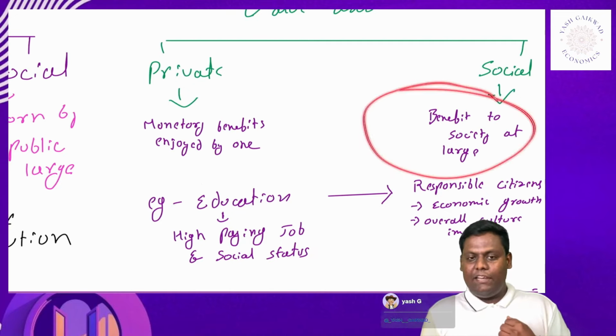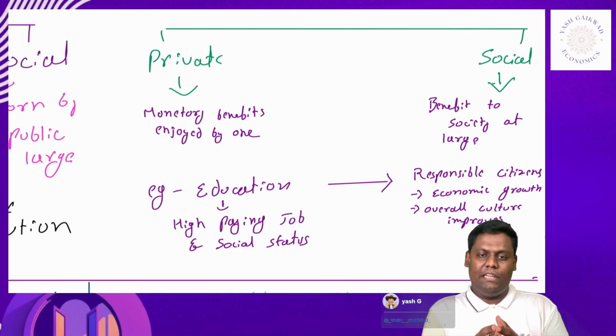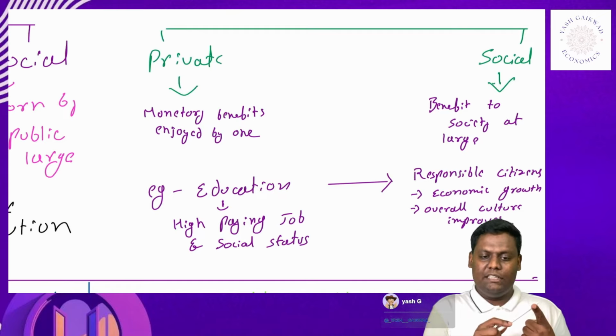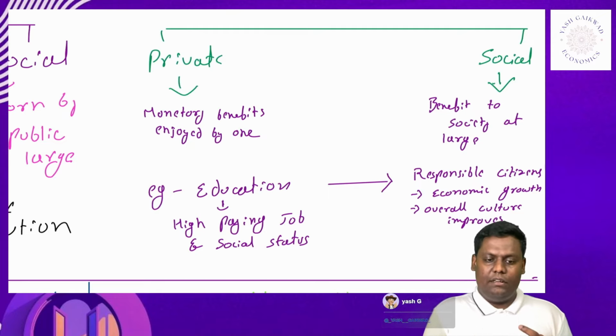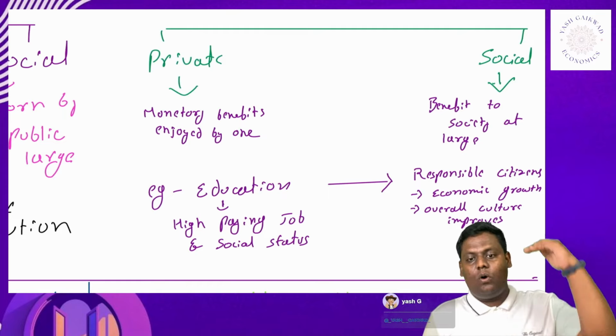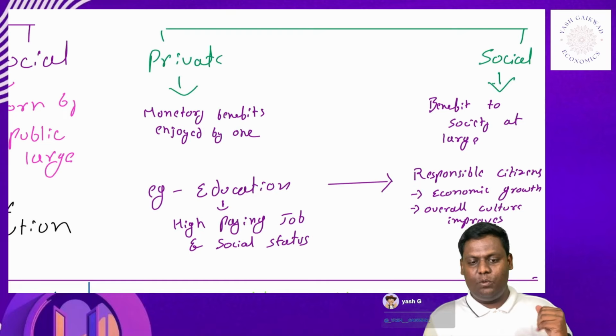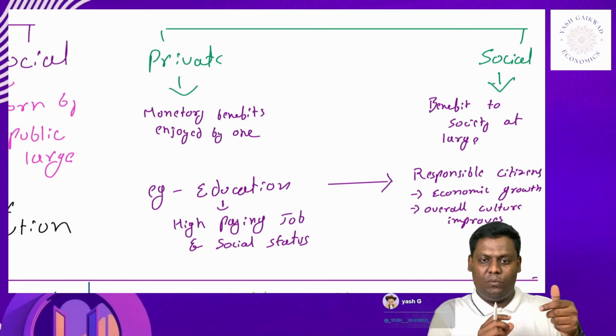However, there is a benefit to society at large, that is the social benefit. Since I'm well educated, I will try to act as a responsible citizen. That means I will pay my taxes on time. I will follow all the necessary safety rules and regulations. I will not create any sort of chaos in society and will maintain proper sanitation in areas around me. And since I'm more skilled, I'm earning more money. As a result, the overall aggregate output of the economy is improving due to improvement in my individual productivity, thus resulting in better economic growth.